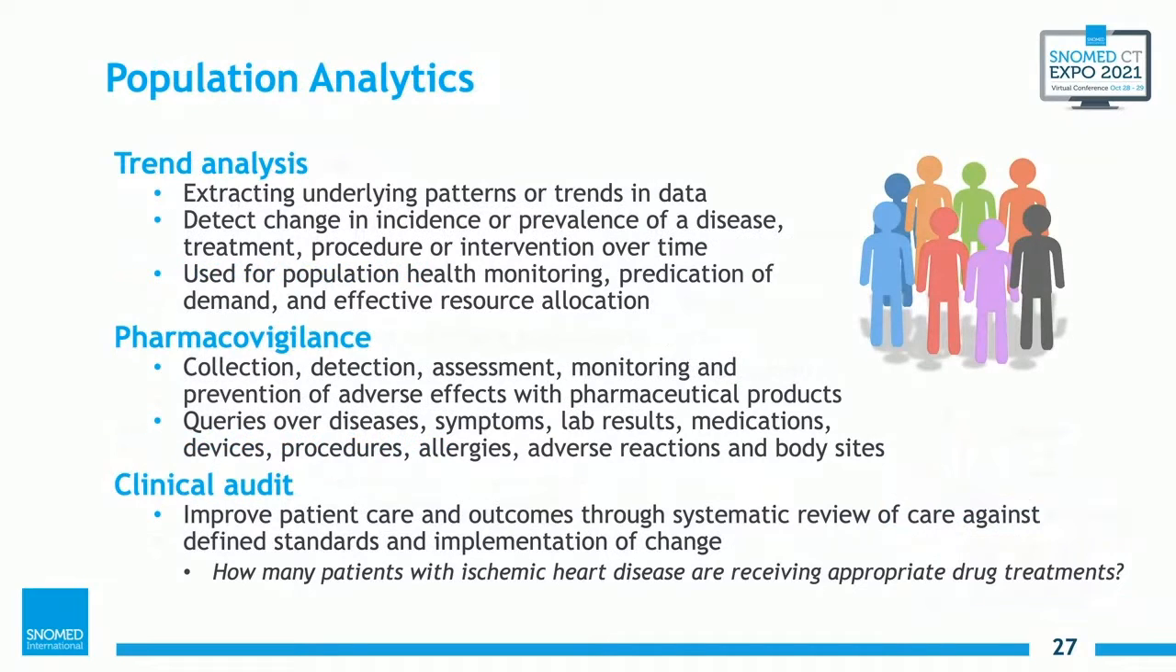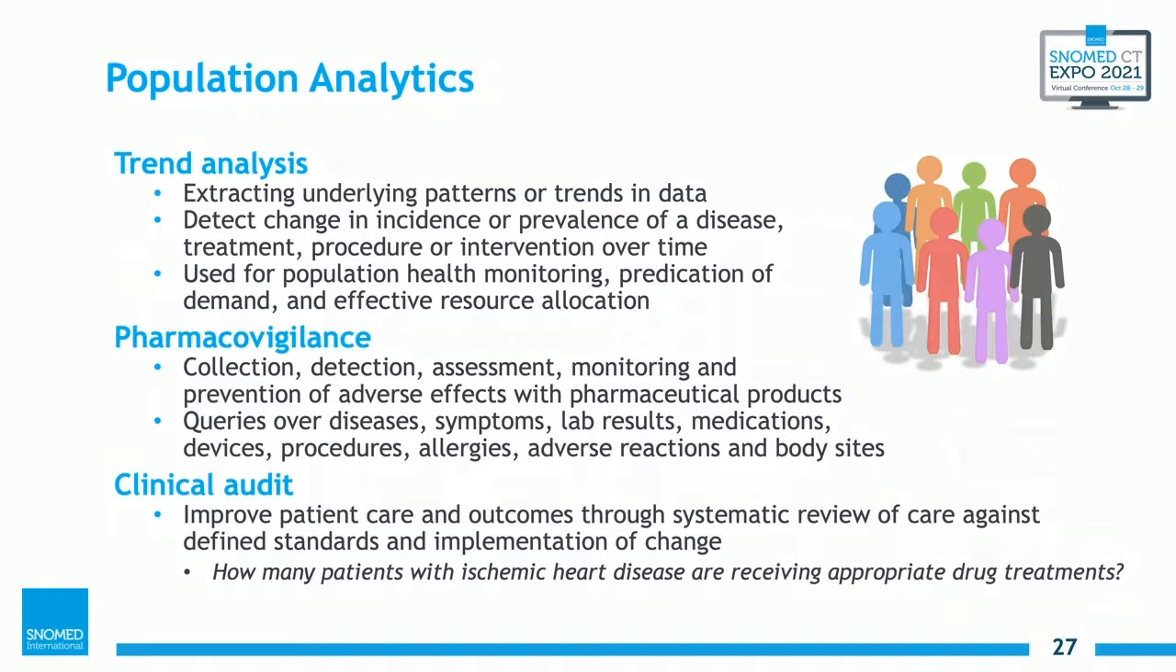SNOMED CT is also used for a number of applications across the world for population analytics for trend analysis. This is about extracting and identifying patient patterns or trends in the data to detect changes in incidence and prevalence of disease, a treatment, a procedure, or interventions over time. It's also used for population health monitoring, monitoring prediction of demand, and effective resource allocation.